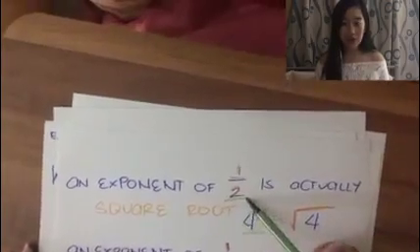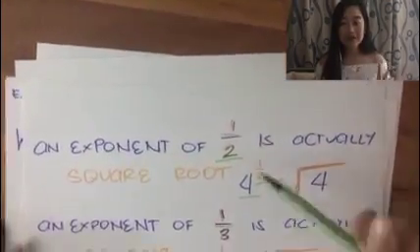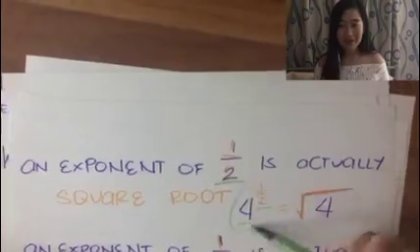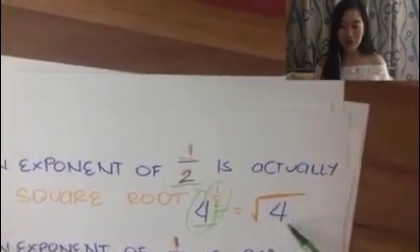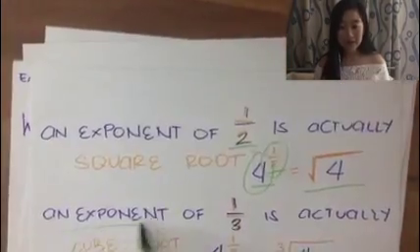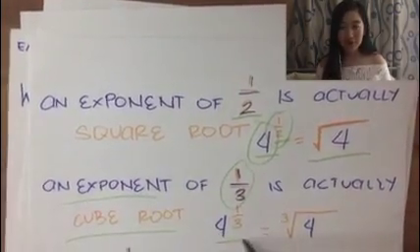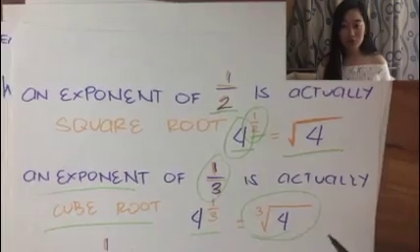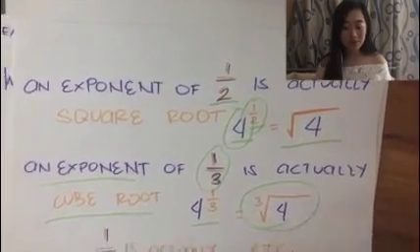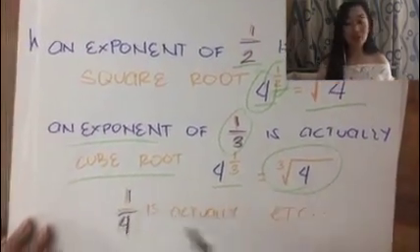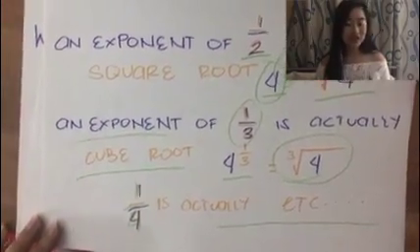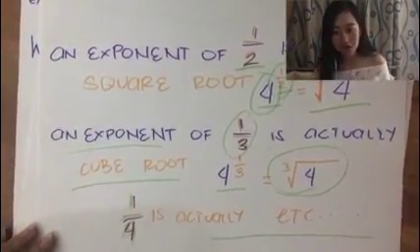An exponent of 1/2 is actually a square root. So for example, 4 to the 1/2 is equal to the square root of 4. An exponent of 1/3 is a cube root. So 4 to the 1/3 is equal to the cube root of 4. An exponent of 1/4 is a fourth root, and so on.